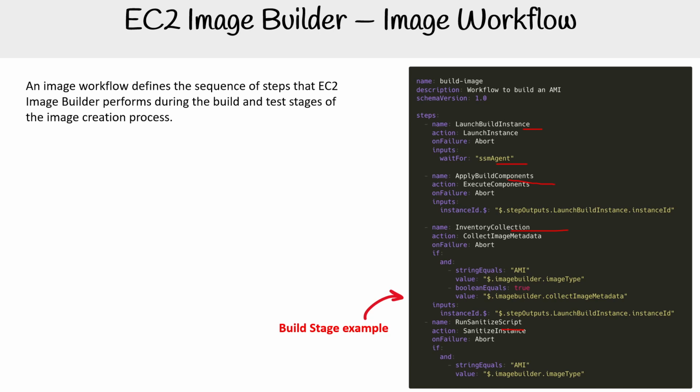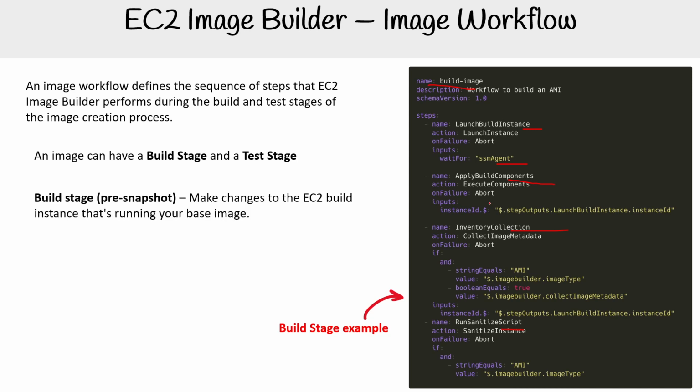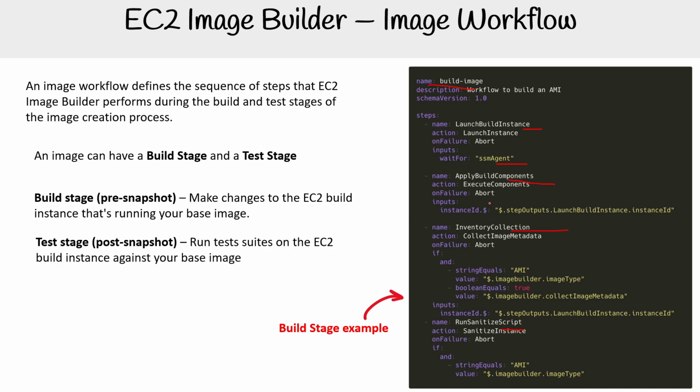So, the default ones that come are really good. You don't really need to write your own, but if you have a more complex setup, you can absolutely do that. You have either a build stage or a test stage. This one is specifically for the build stage. This is build image up here, so the name indicates that it's for that. The build stage makes changes to the EC2 build instance that's running your base image. And then the test stage runs the test suite on the EC2 build instance against your base image. So hopefully that makes sense there.